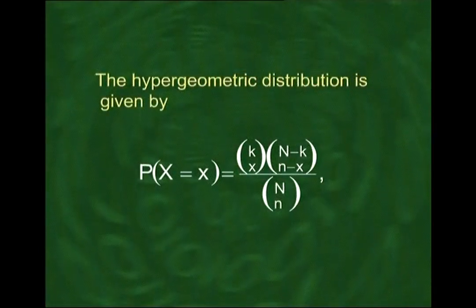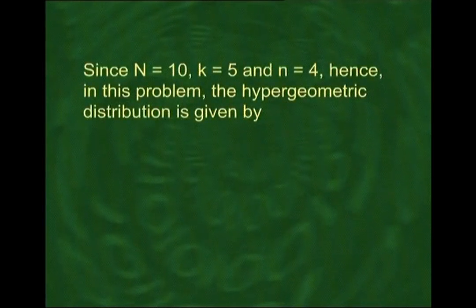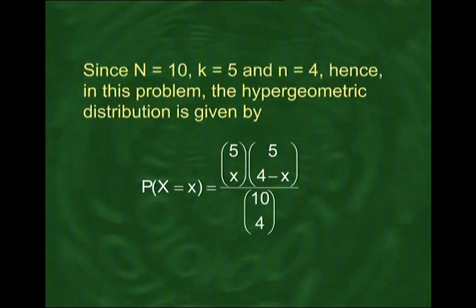As you now see on the screen, the hypergeometric formula is the probability that my random variable capital X takes the value small x is equal to kCx times N minus kCn minus x, divided by NCn. Substituting the values of capital N, small n, and k in this formula, I obtain 5Cx times 5C4 minus x, and divide this product by 10C4.